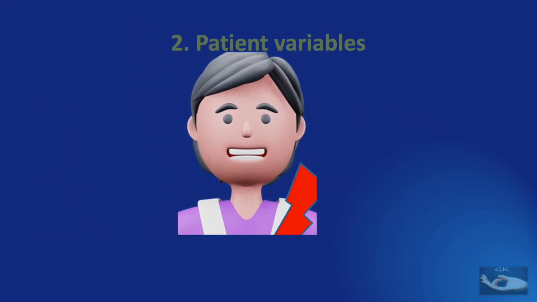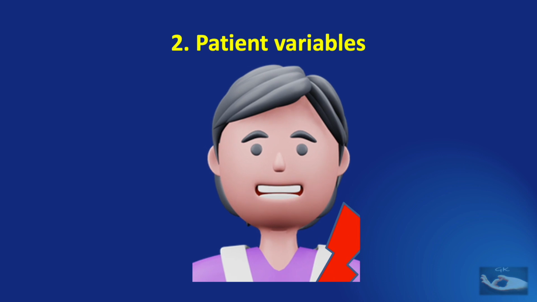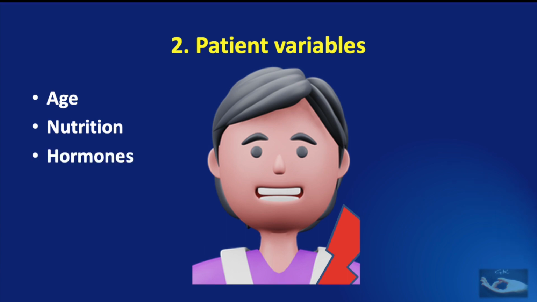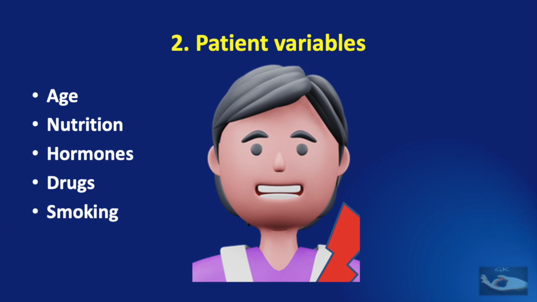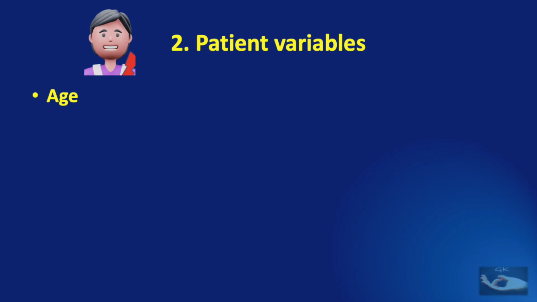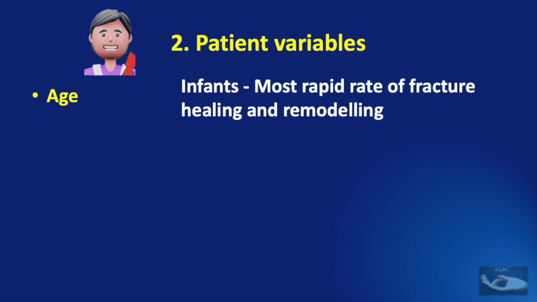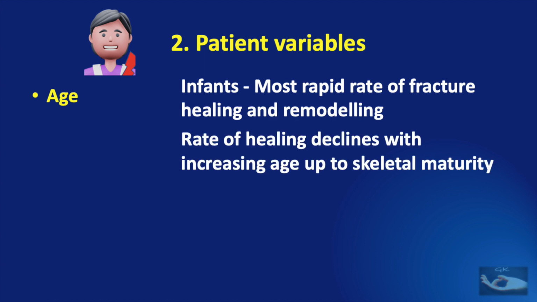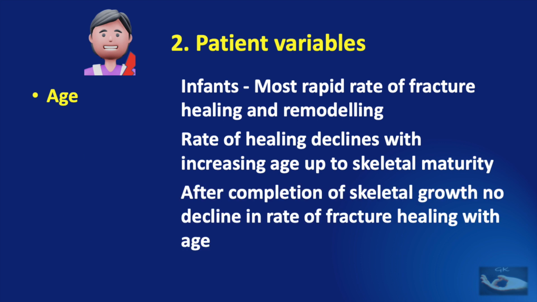There are some patient variables that can affect the fracture healing. Let us see them now. Factors like age of the patient, nutrition, hormones, drugs, smoking, and diabetes. When considering the age of the patient who has sustained a fracture, we need to remember that infants have the most rapid rate of fracture healing and remodeling. The rate of healing declines with increasing age up to skeletal maturity. But after completion of skeletal growth, there is no known decline in the rate of fracture healing with age.